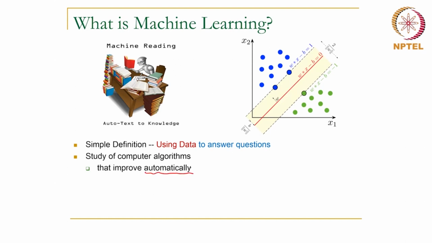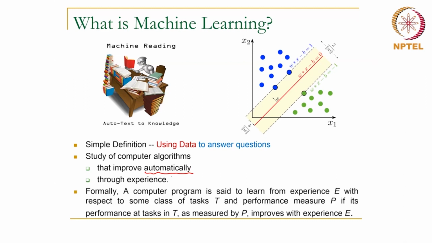Like I said, with a spam detector, when I give new mails, you would have seen this in Gmail also. When you give a new mail and say this is not spam, it is learning something extra. Okay. So the idea is the study of computer algorithms that improve automatically through experience. Experience simply means more data.